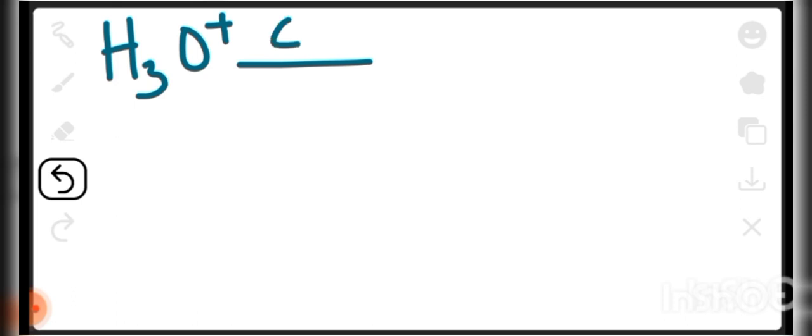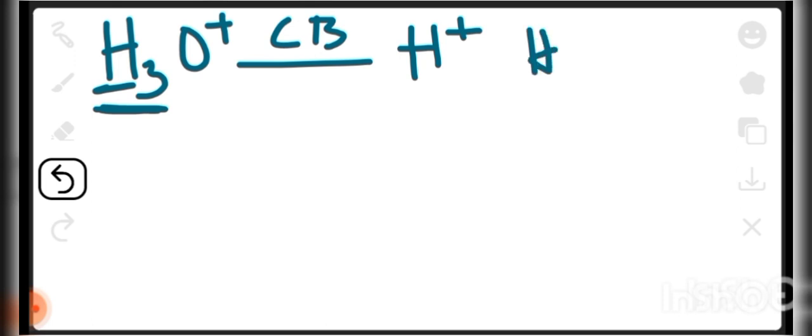All right, next is the conjugate base of H3O plus. What will be the conjugate base of this? Remember, we get the conjugate base if we remove one hydrogen ion. So let's remove one H plus. If you remove one H plus, how many H will be left? Just 2. We have H2.